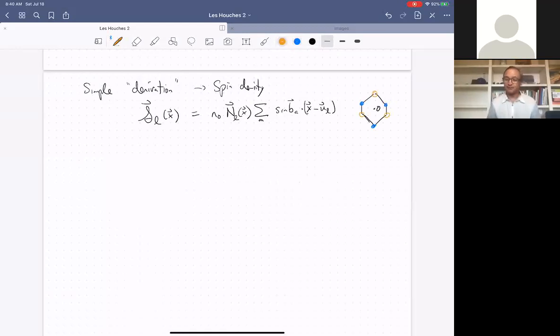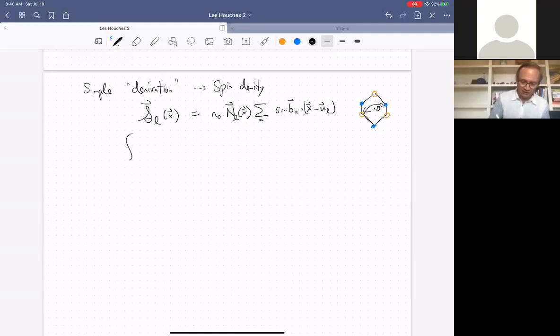We have opposite spins on the two sublattices. You can see that if I were to do a C2 rotation around the z-axis or a spatial inversion, I exchange spins of the two sublattices. And so the spin density is actually odd under that. That's why it's sines rather than cosines.